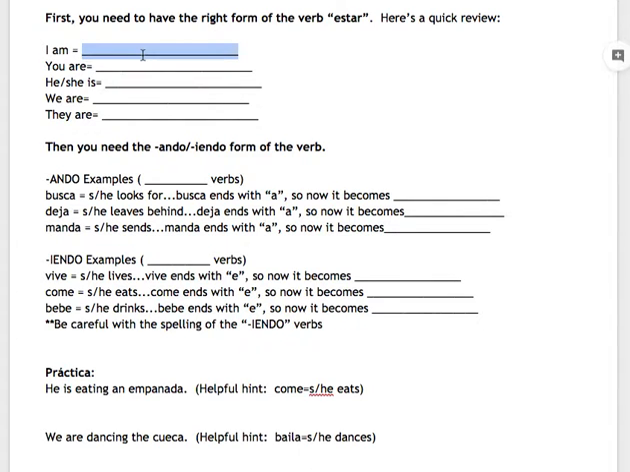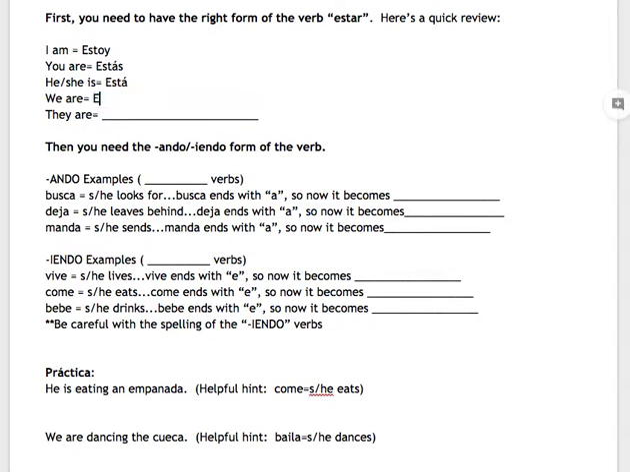So, I am is estoy. You are is estás with an accent on the A. He or she is está. We are is estamos, no accent. And then they are is están with another accent on the A. So we have estoy, estás, está, estamos, están. That's the first part of forming the present progressive.